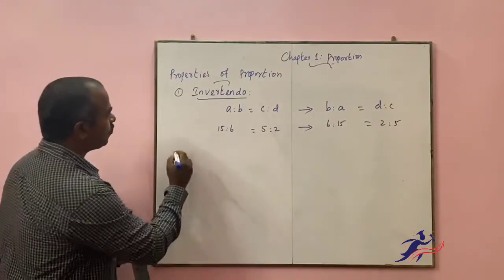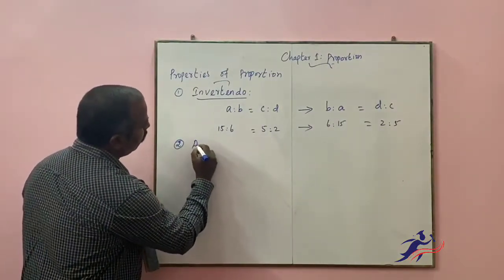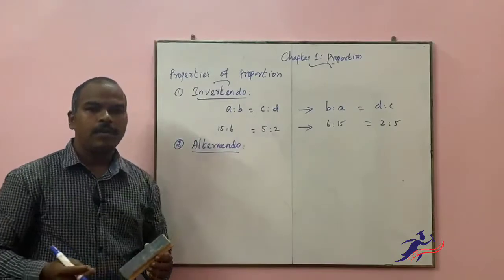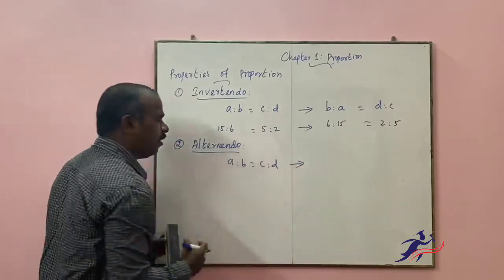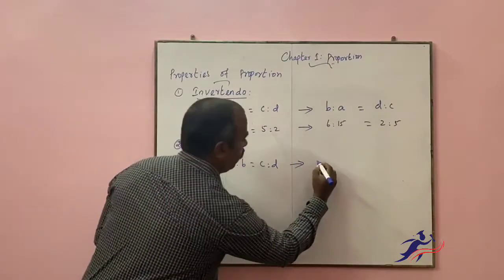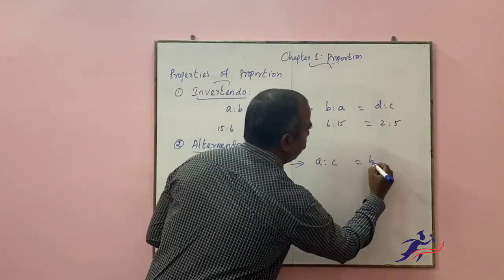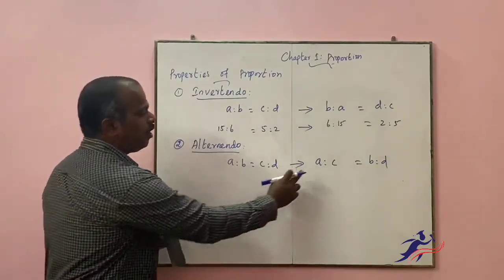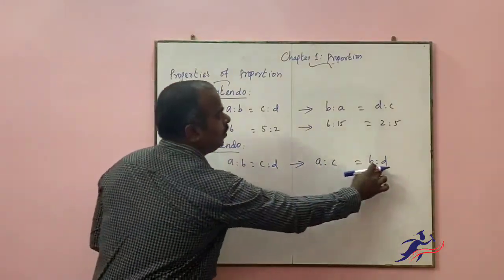Second one, alternando. So if A is to B is equal to C is to D, then the alternando of this proportion is A is to C equal to B is to D. That is, we take alternate terms. A is to C is equal to B is to D.